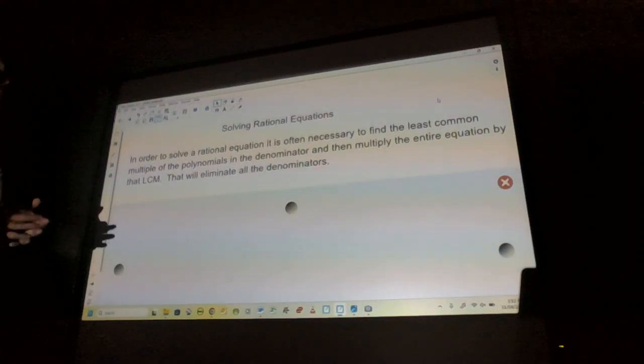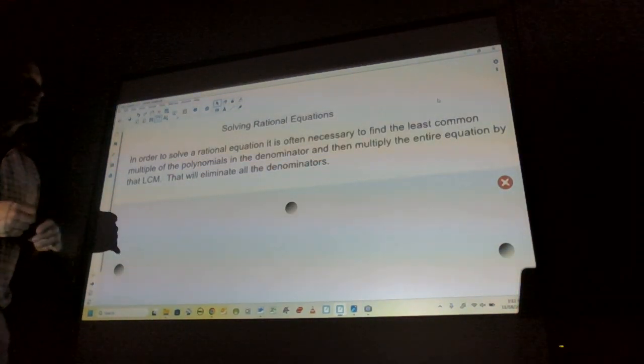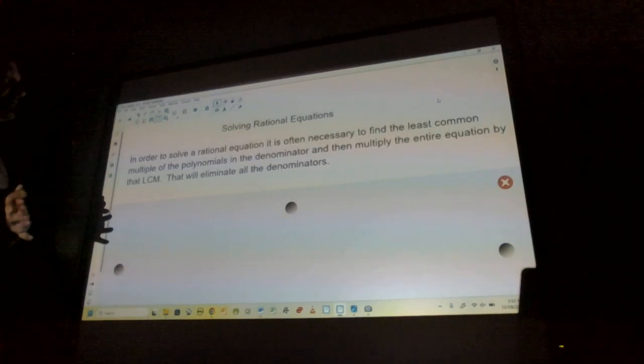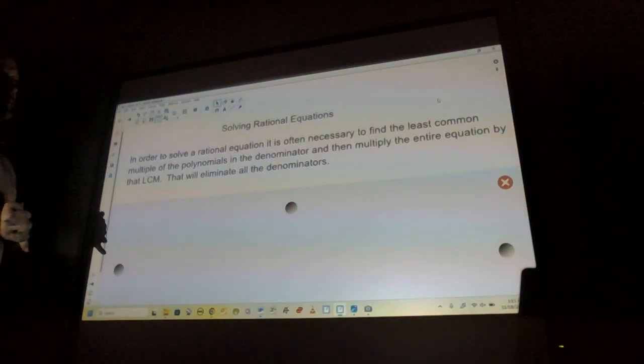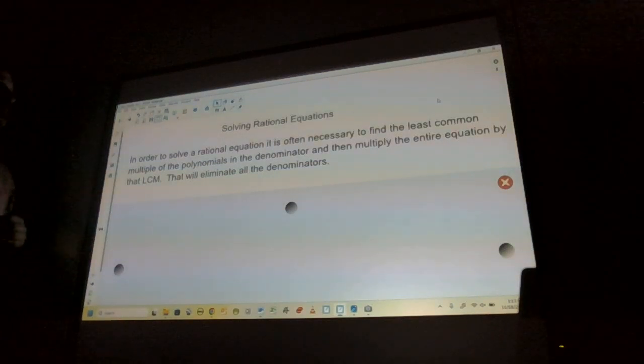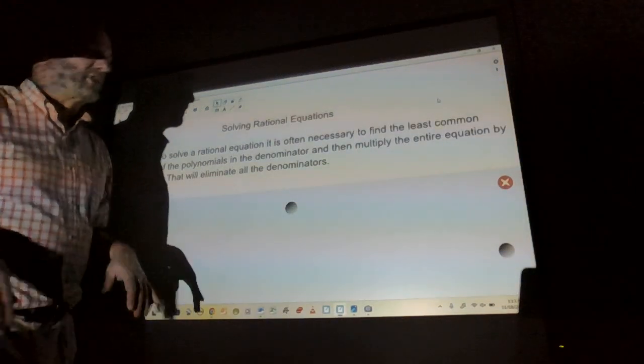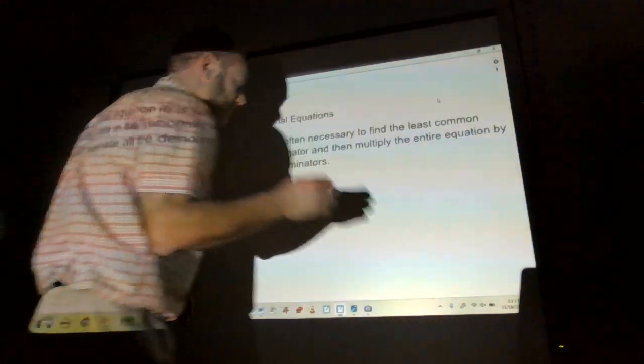Okay, so in order to solve a rational equation, it is very necessary to find the least common multiple of the polynomials in the denominator, and then multiply the entire equation by the least common multiple. The reason you want to do that is because it will eliminate all the denominators and make it much easier to solve. Okay?